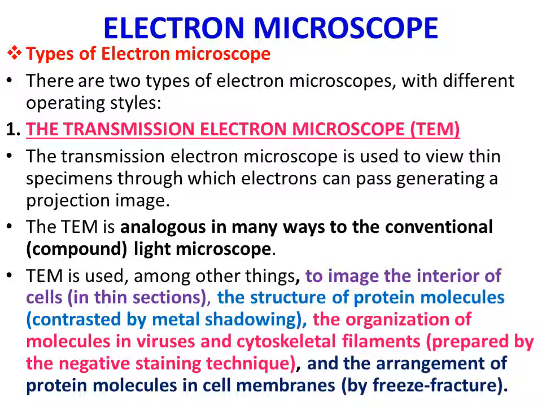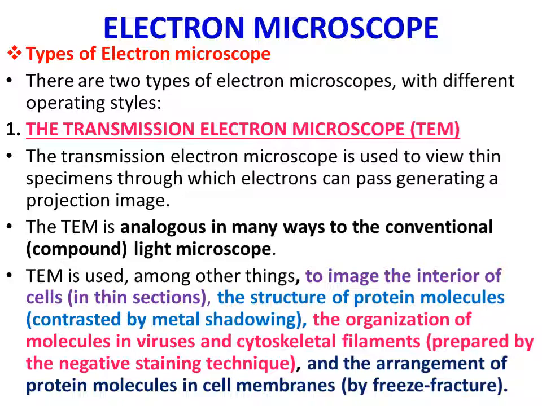It shows the structure of protein molecules, contrasted by metal shadowing. By the metal shadowing method we can detect two-dimensional and three-dimensional protein structures. It also shows the organization of molecules in viruses and cytoskeletal filaments, prepared by the negative staining technique. The negative staining technique is used to detect the organization inside the virus and of cytoskeletal filaments. And the arrangement of protein molecules in cell membranes is seen by freeze fracture.